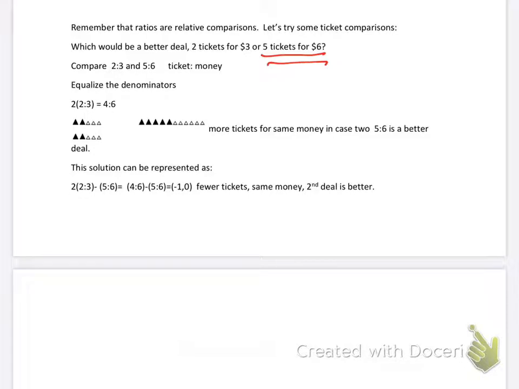This solution can be represented mathematically this way. So do your 2 clone, subtract, and this is telling me I'm getting fewer tickets for the same money. So therefore, the second deal is better. So you can view it either way.